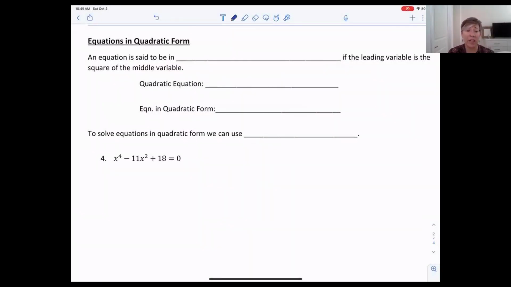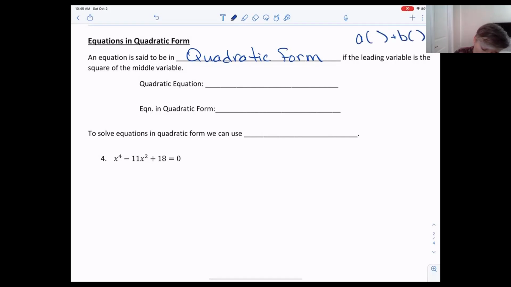Now let's take a look at different equations in quadratic form. An equation is said to be in quadratic form if the leading variable is the square of the middle variable. So in other words, if we have a to something plus b to something plus c, whatever you have there as your middle, this first term is going to be the square of whatever is in the middle. So think of what a generic quadratic equation might look like.